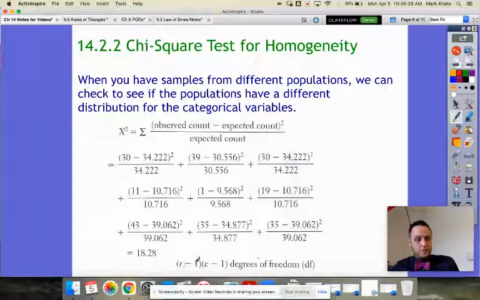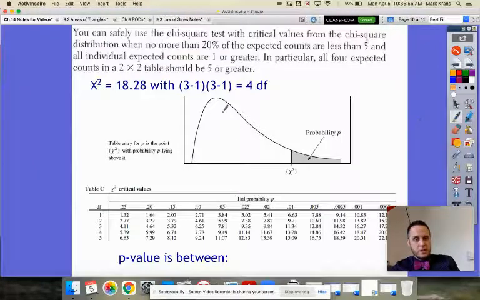Okay. The degrees of freedom is rows minus 1 times columns minus 1. So there were 3 rows: French, Italian, and no music. There were 3 columns: French, Italian, and other wines. So 3 minus 1 is 2. 3 minus 1 is 2. We get 4 degrees of freedom.